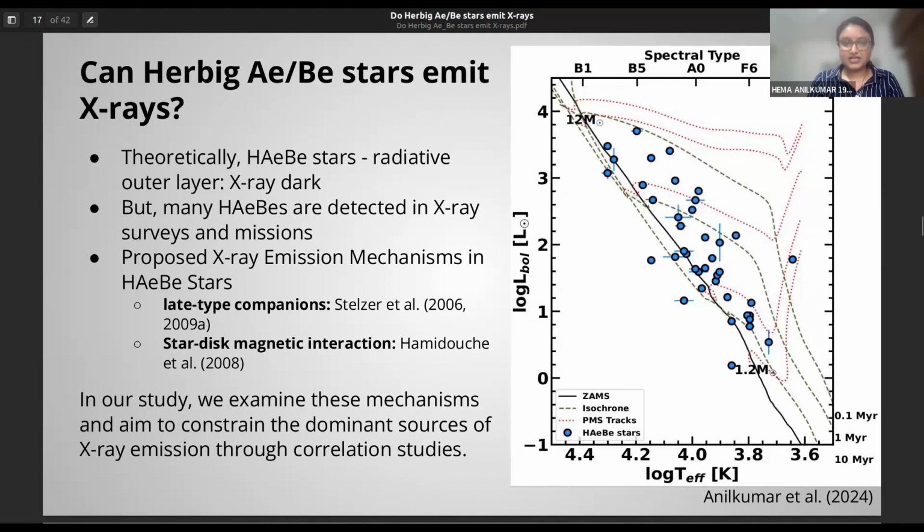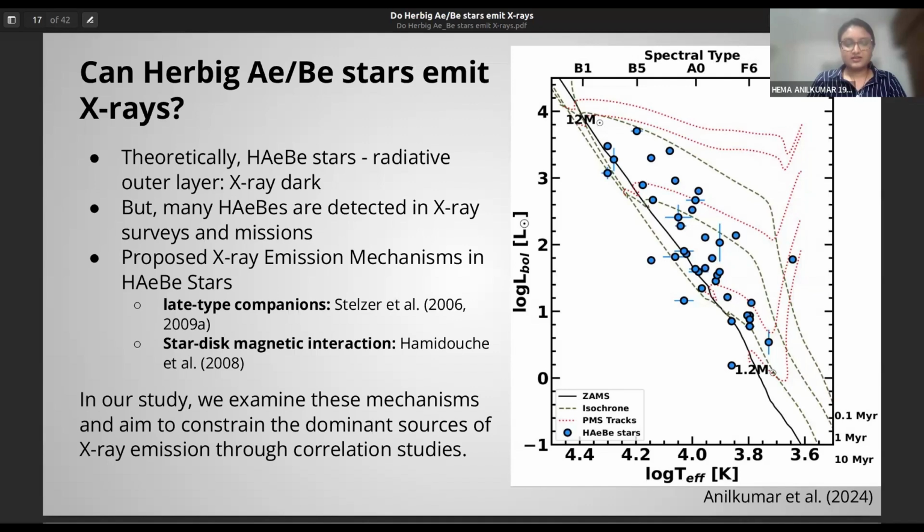Theoretically, these stars are radiative in nature, and they are supposed to be X-ray dark. But this is an image from our work, where we see stars from B1, B0 to F5 are emitting X-rays.